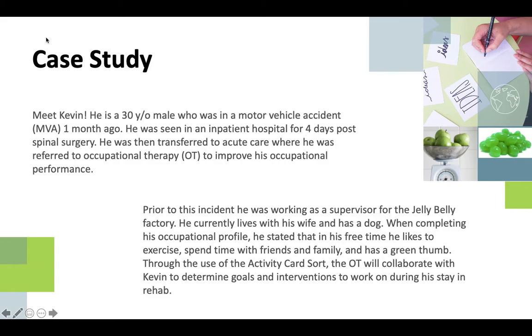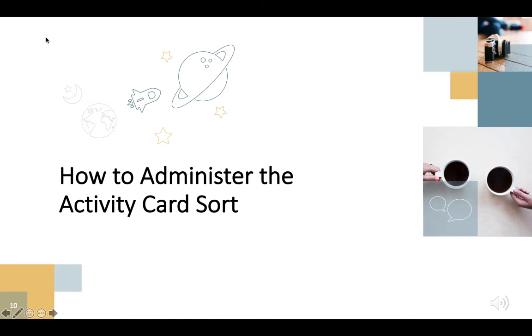When completing his occupational profile, he stated that in his free time he likes to exercise, spend time with friends and family, and has a green thumb. Through the use of the activity card sort, the OT will collaborate with Kevin to determine goals and interventions to work on during his stay in rehab. Now let's watch a demonstration on how to administer the activity card sort.